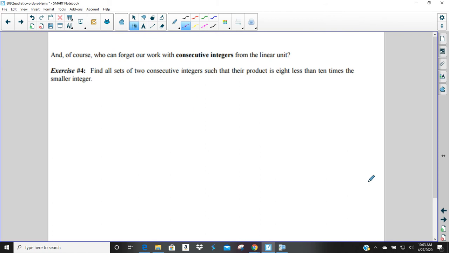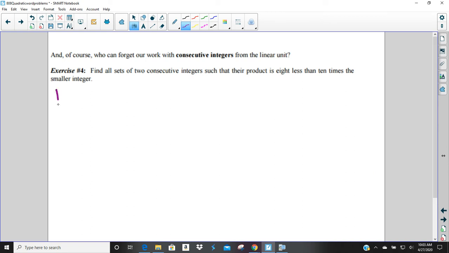Consecutive integers. Find all sets of 2 consecutive integers such that their product is 8 less than 10 times the smaller integer. Now with consecutive integers, remember we have to do the let statement where consecutive integers are going to be n plus 1, n plus 2, n plus 3, etc. Consecutive even and odd integers are going to be x plus 2, x plus 4, x plus 6, etc. The thing about consecutive integers is they can be either negative or positive, so it doesn't matter if it's negative or positive. So let's go through this.